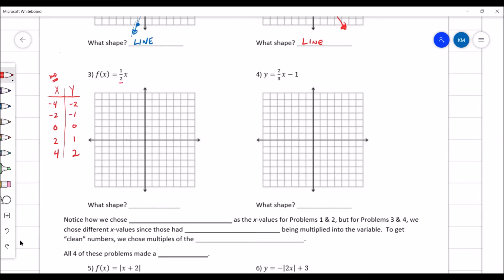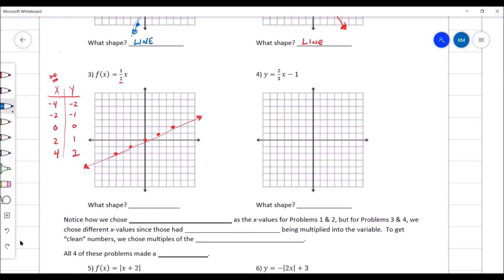Okay, so -4, -2; -2, -1; 0, 0; 2, 1; 4, 2. And so we should have our line go through these points.